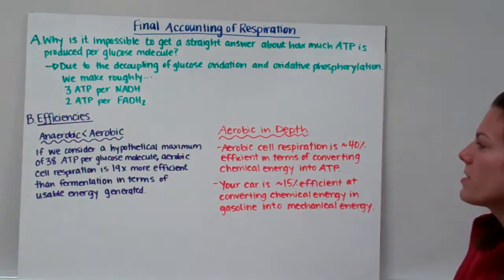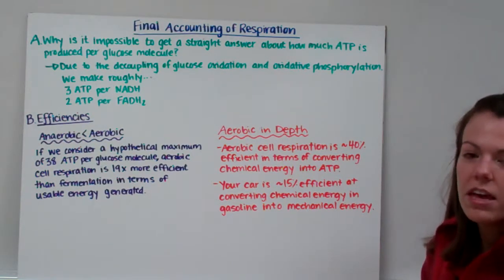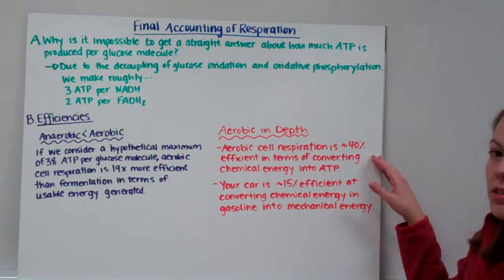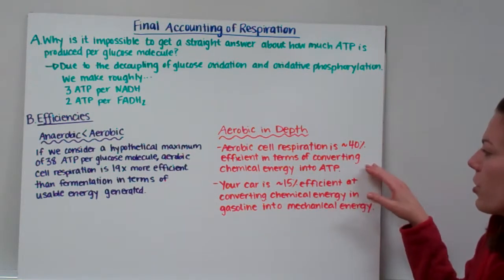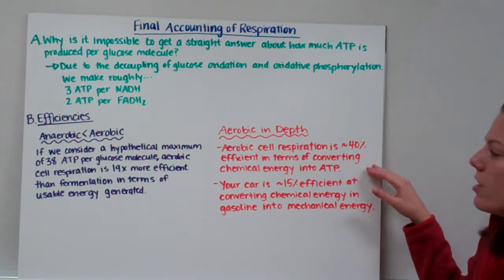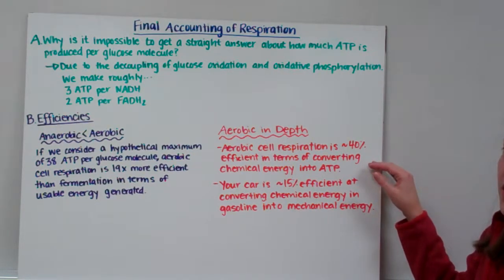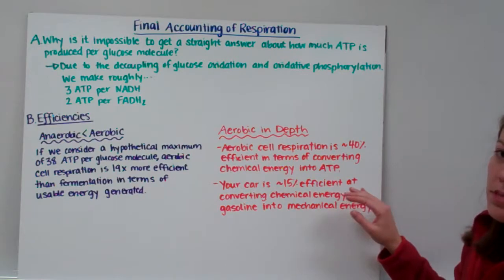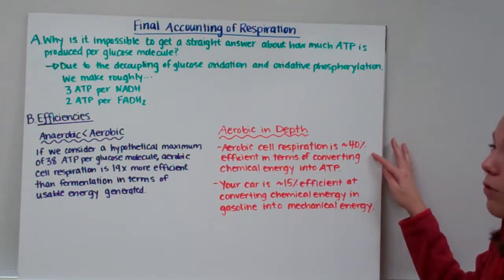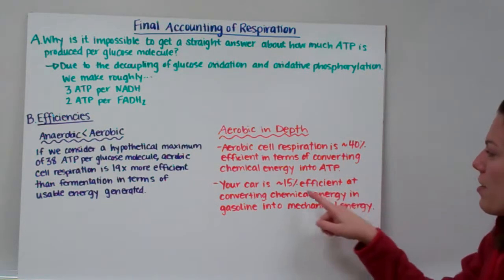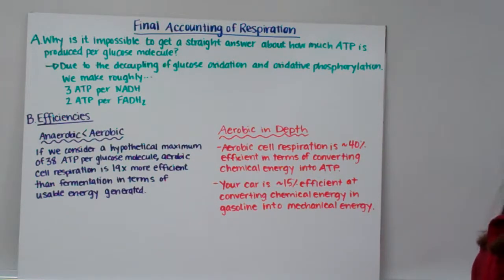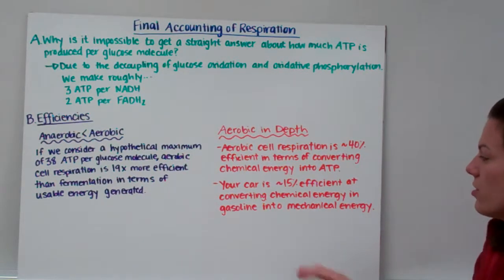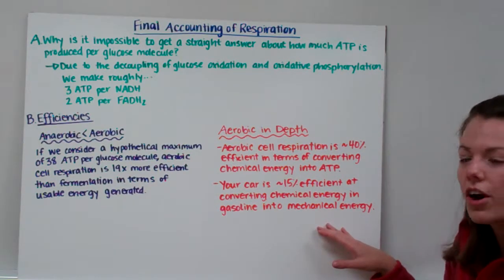Also, let's look at aerobic cell respiration in depth in terms of its efficiency. Aerobic cell respiration is about 40% efficient in terms of converting chemical energy into ATP. So we get about 40% of the energy that we could possibly get out of it. But your car is only 15% efficient. So you might think that 40% is not so great, but it's a lot better than your car. Your car is only 15% efficient at converting the chemical energy in gasoline into mechanical energy to run your car.